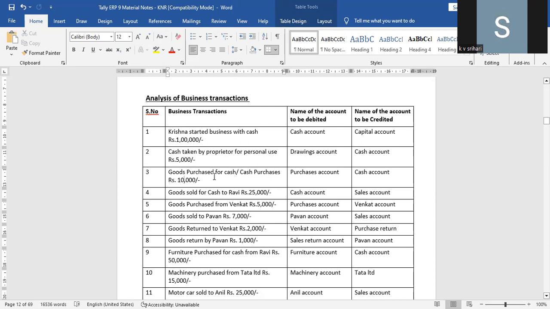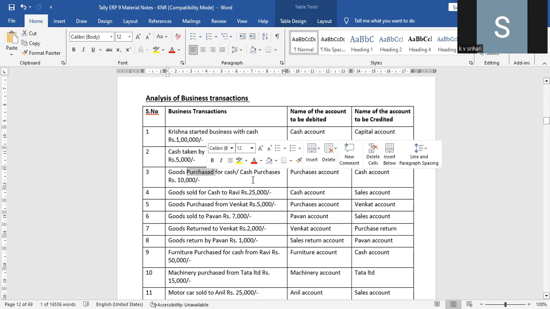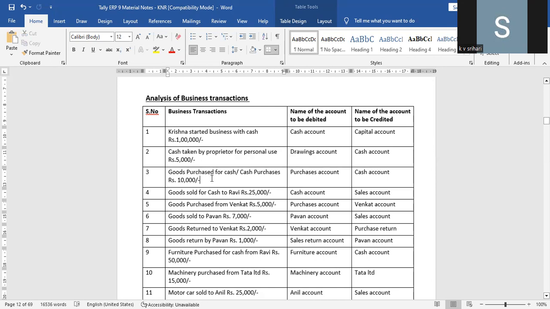Next one, you are purchasing goods for cash, 10,000 rupees. You purchased some goods. Goods account is not there; you mention purchases. Now, are goods coming in or going out? Coming in. Which side do you enter? Debit side.